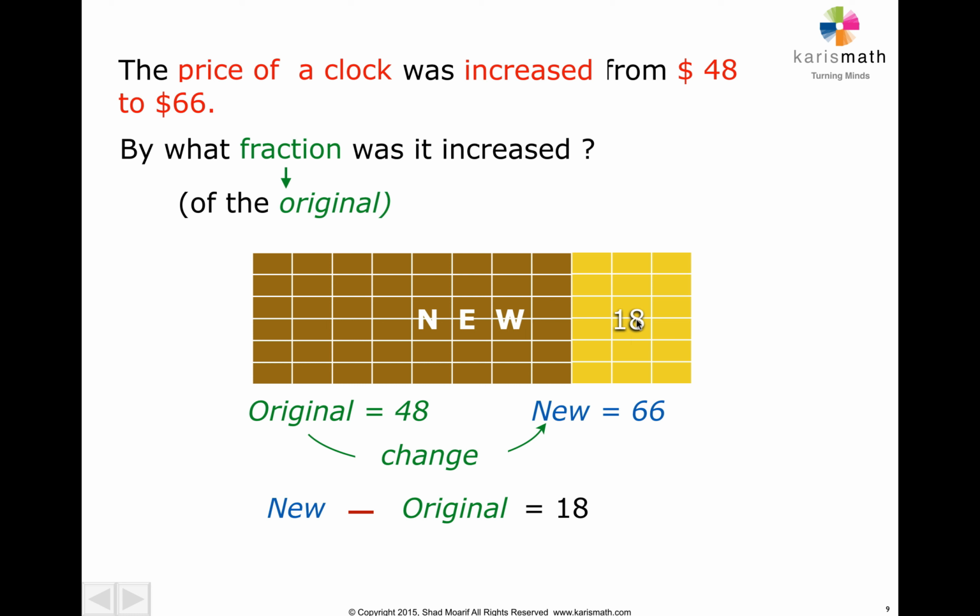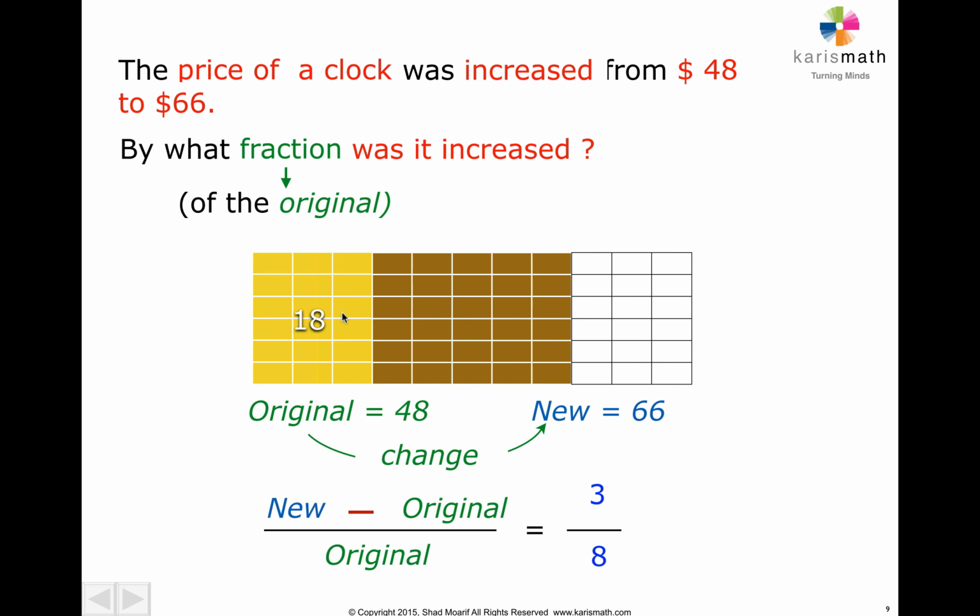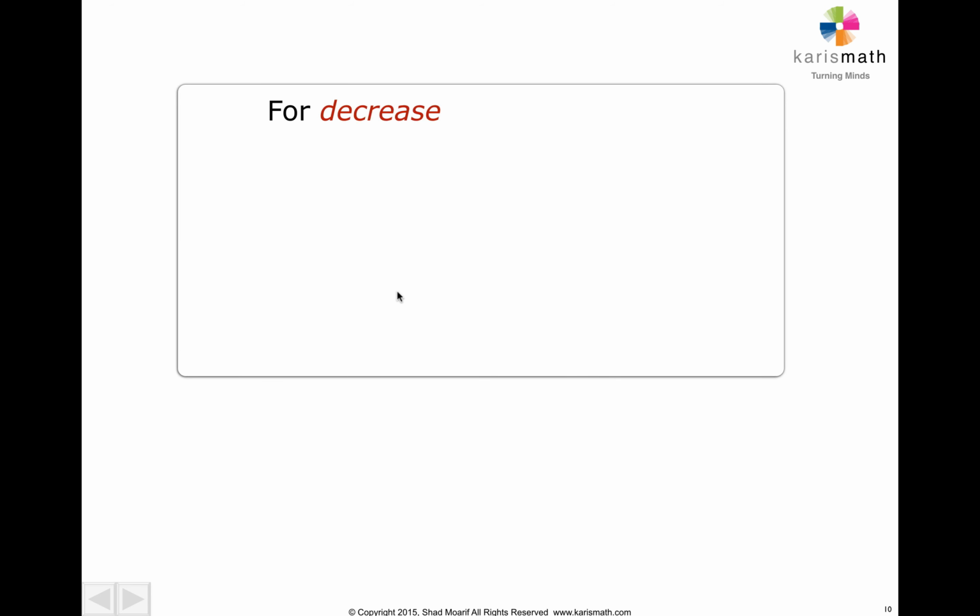And what fraction is this, 18, of the original? Well, we know that, but what fraction of the original was it increased? It's 18 over 48. Reduce that, it becomes 3/8 of the original. So this is actually 3/8 if you break it up. See, it's 3 parts out of 8 parts of the original. You got the idea.